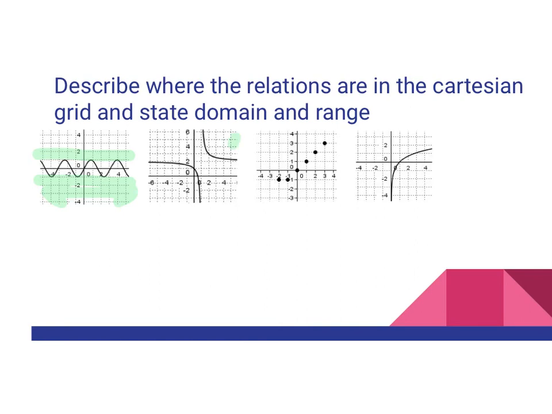Now this is a new graph that you haven't seen. And this graph is the reciprocal graph. And it has what's called an asymptote. Actually, it's two asymptotes. And an asymptote is a part of the graph or a line on the graph that the curve continues to approach but will never actually touch.